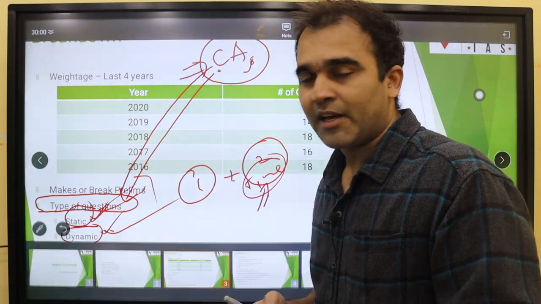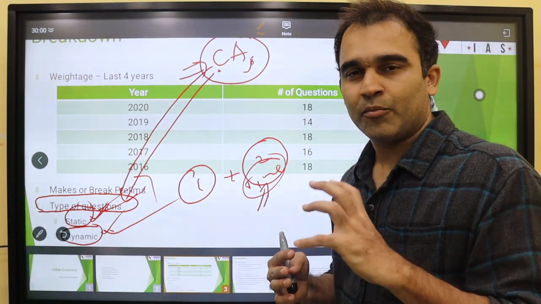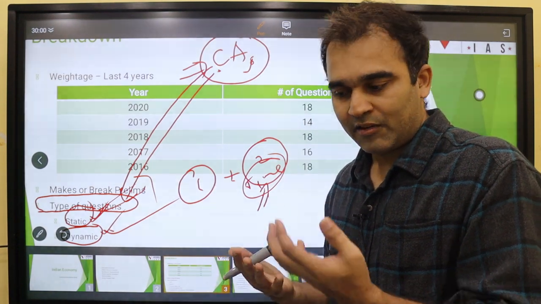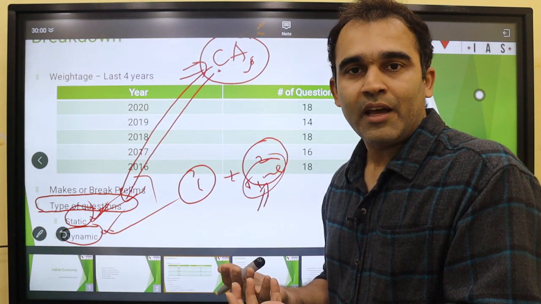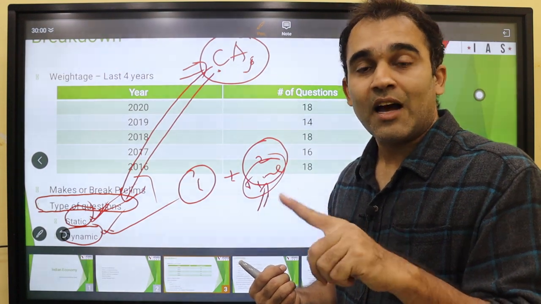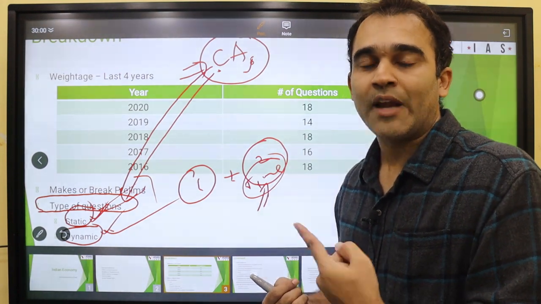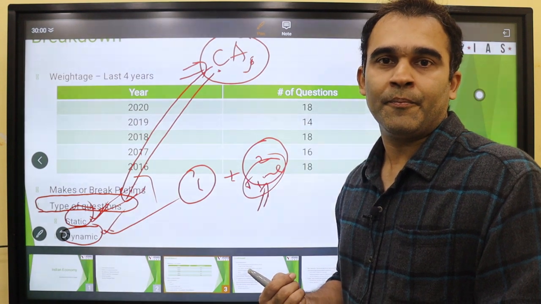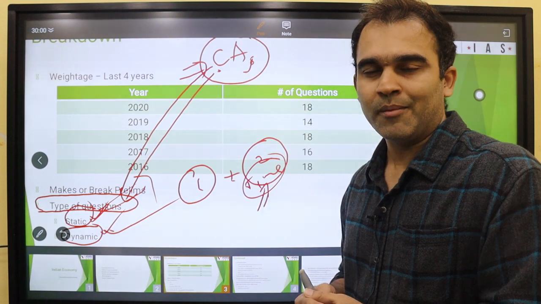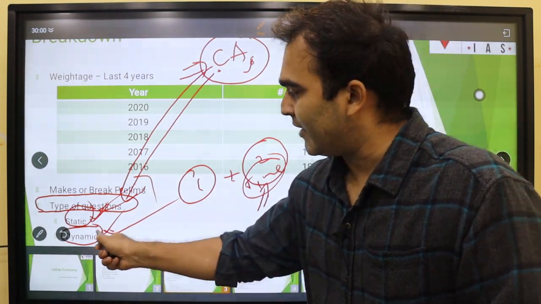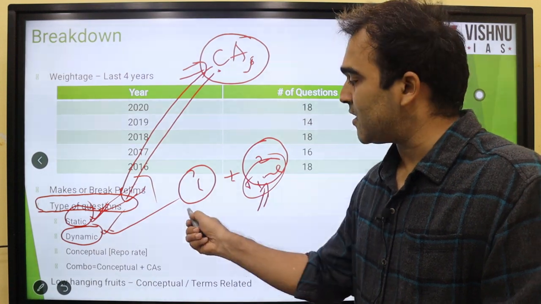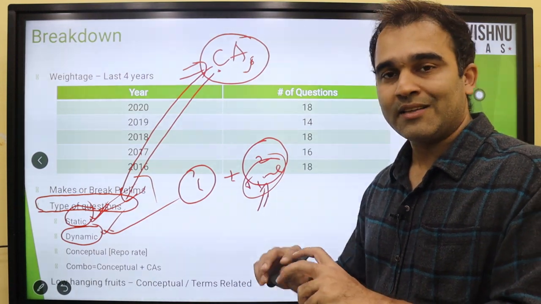Raghuram Rajan, the former RBI governor, in one of his interviews, said one beautiful thing about economy. Economy is that discipline where the questions remain the same always. It's the answers which change with respect to time. That was Raghuram Rajan's perspective of Indian economy, any economy for that matter. That is what a dynamic question is. The question will remain the same, but the answer changes depending upon the time period.